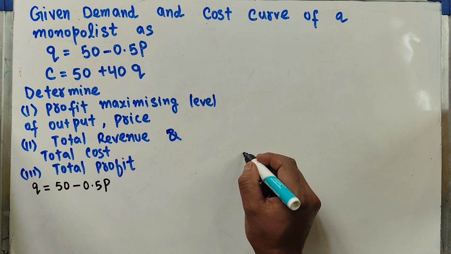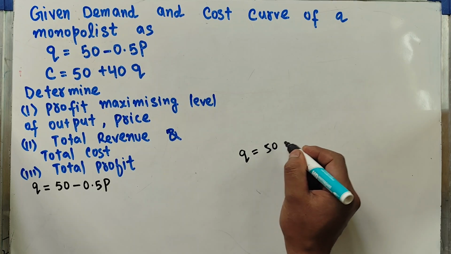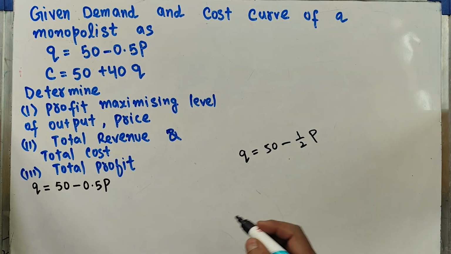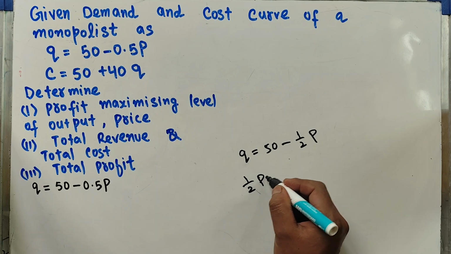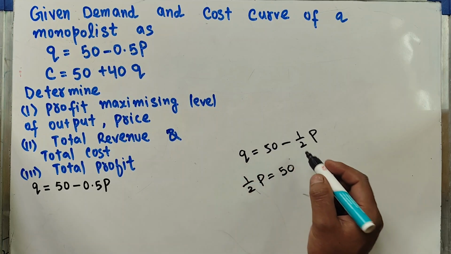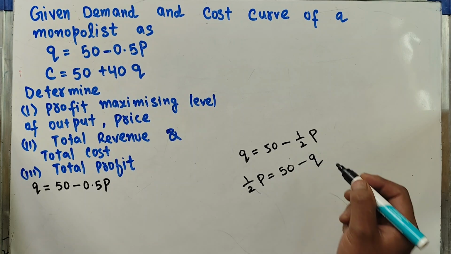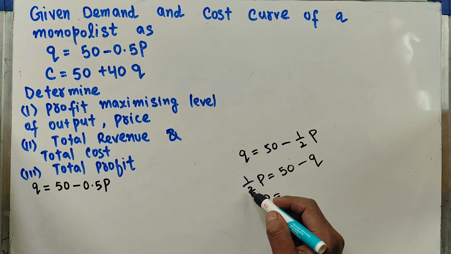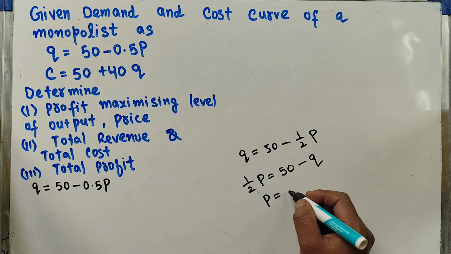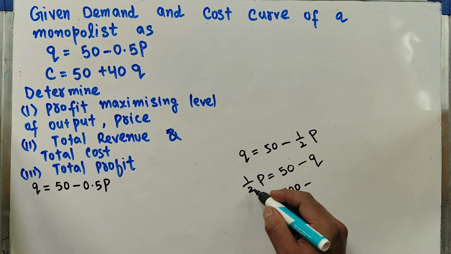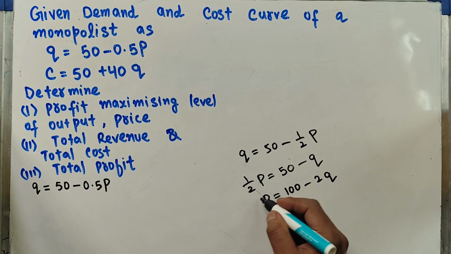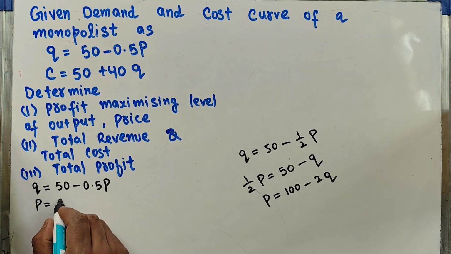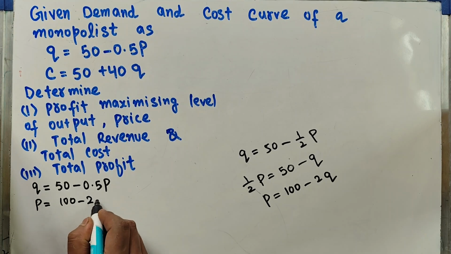Given Q is equal to 50 minus, in place of 0.5 I can write 1 upon 2 P. Transposing this, it will become 1 upon 2 P is equal to 50 minus Q. So P will be equal to, multiplying both sides by 2, 2 into 50 will become 100, minus 2Q. This is our inverse demand function. So I can write P is equal to 100 minus 2Q.